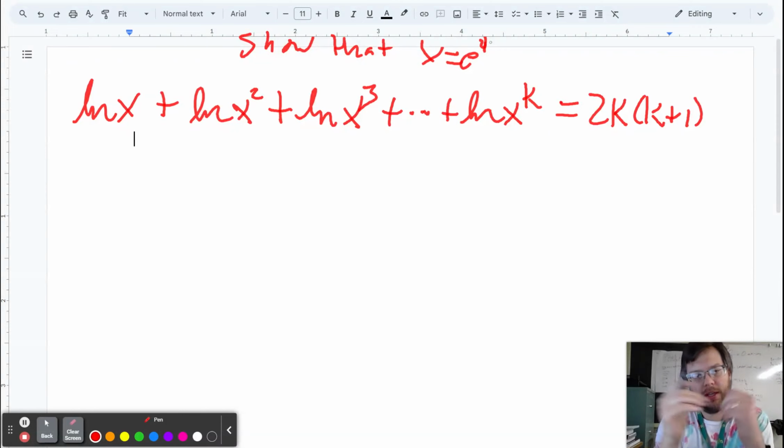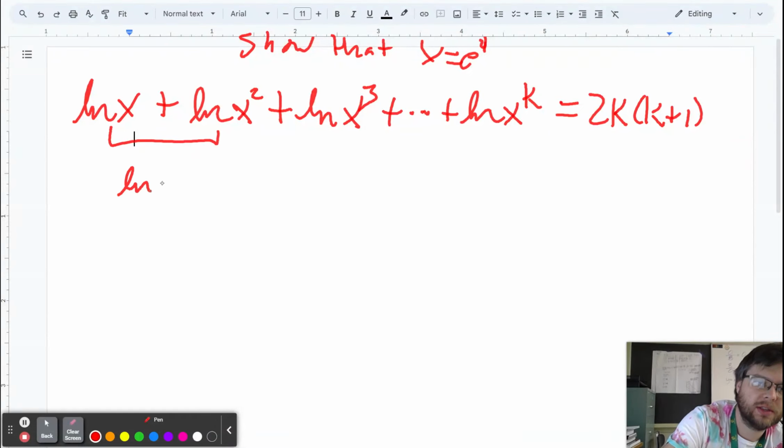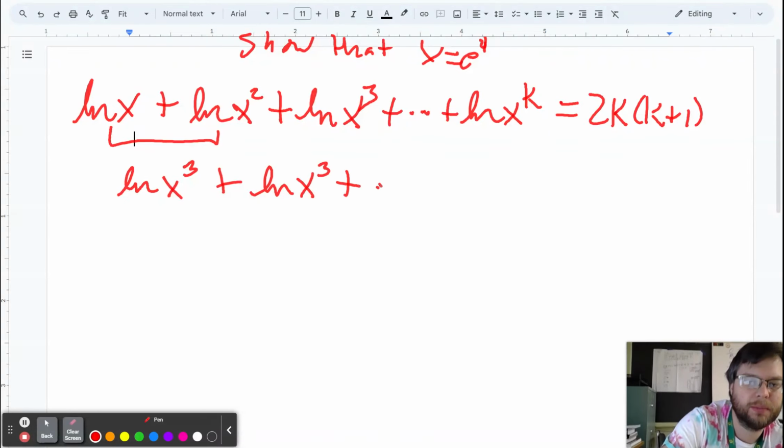So there's two things that I know here. I know that if you have a power, you can move it in front of a logarithm. And I know that if you have the sum of different logarithms, you can multiply them. So let's just try multiplying. These first two pieces would become, I guess it doesn't matter what order you go in, natural log of x cubed. And then we've got all the rest of it up there.